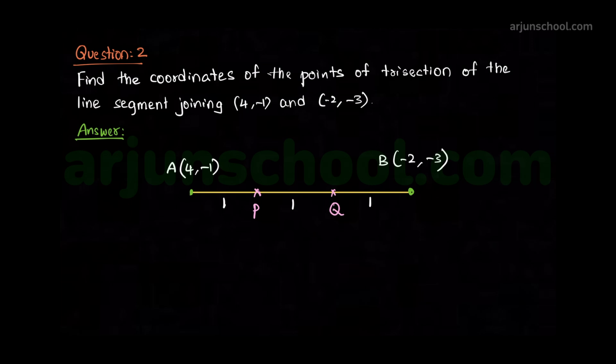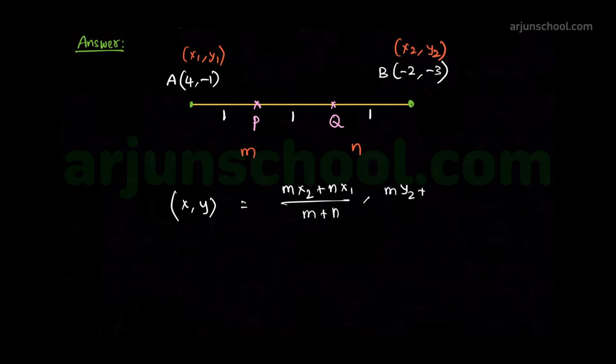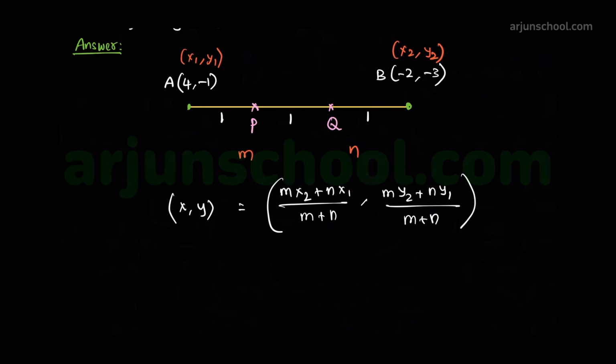Now let us use the section formula. A point dividing the line segment joining (x1, y1) and (x2, y2) internally in the ratio m:n has coordinates (mx2 + nx1)/(m + n), (my2 + ny1)/(m + n). Let us find the first trisection point.